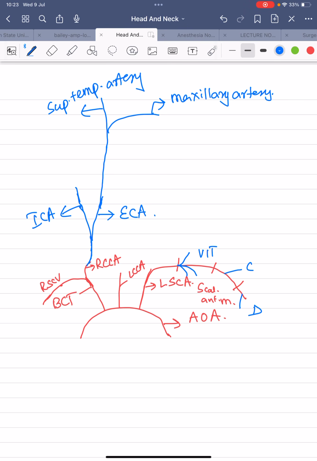So what is the first branch? The first branch is your superior thyroid artery. The second branch is your lingual artery.